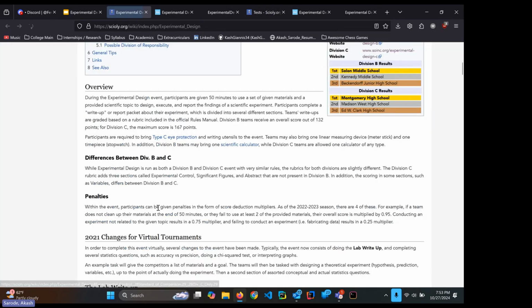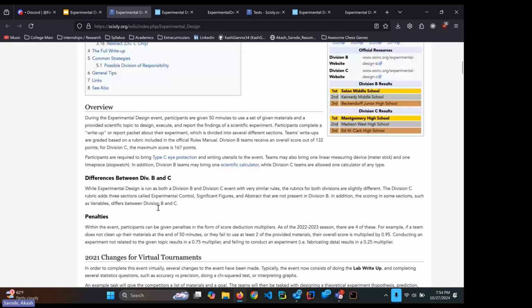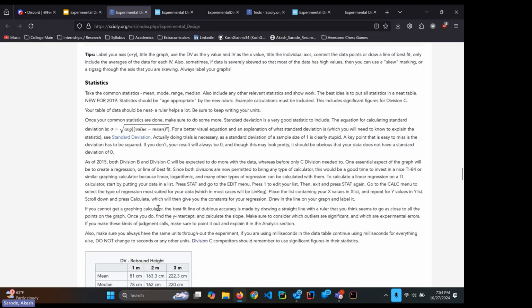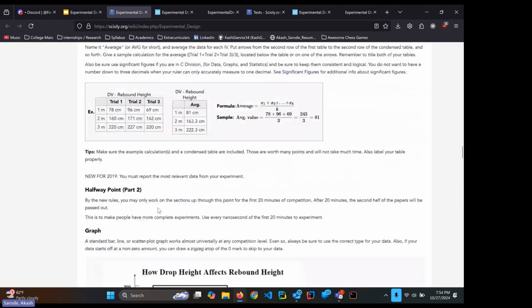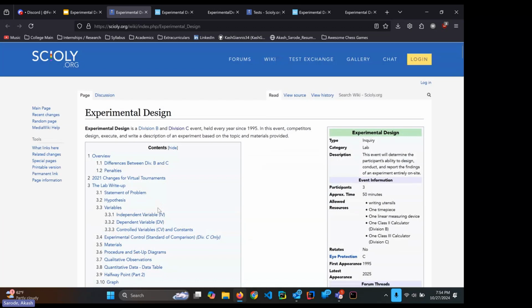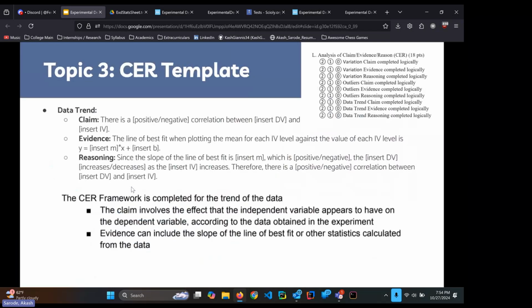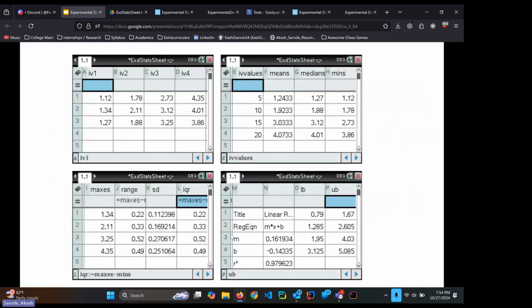The SciOly wiki is also another really good resource. It basically outlines the basics of the event and the type of stuff you want to know. Basically the fundamentals of XD. So if you're new to the event, you haven't done XD before, then this is definitely the first thing you want to take a look at. Calculator automation. This is the thing that I showed earlier. This is what I used to do automated statistics on a TI Inspire.